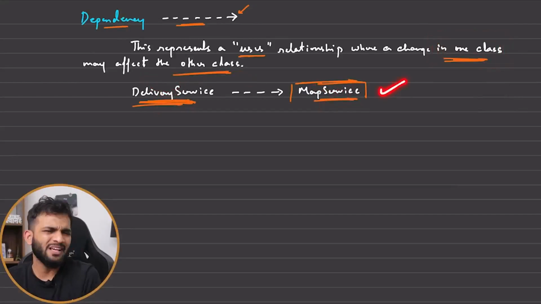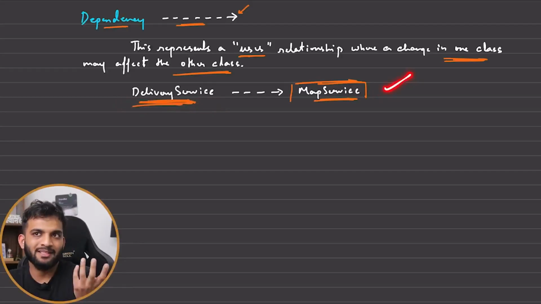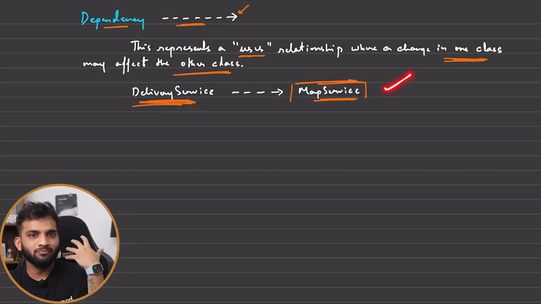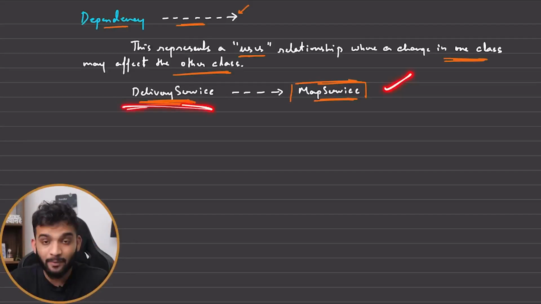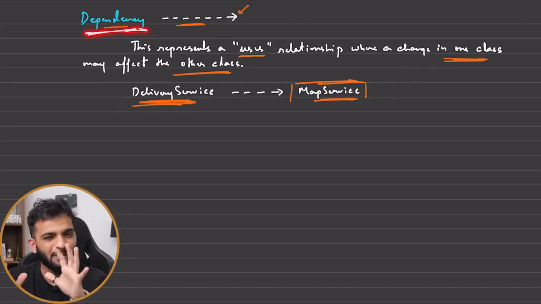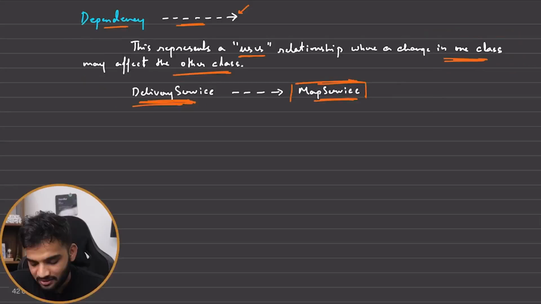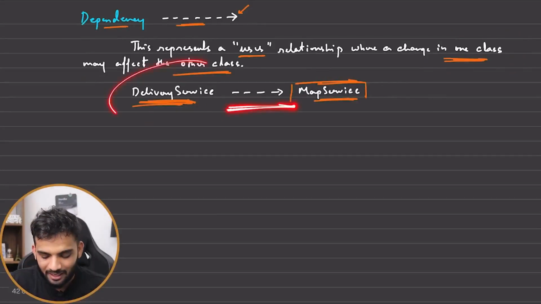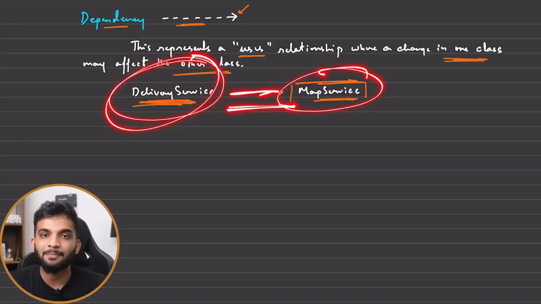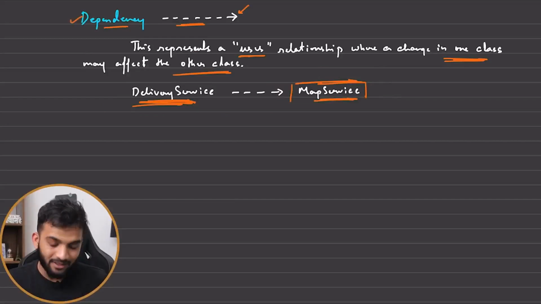If they increase the pricing, let's say I'm probably going to increase the pricing on my delivery service as well. If they update something, let's say they add more pin codes, maybe I can add them into my delivery service as well. So similarly, you understand the dependency idea. Whenever a change in one class affects the other class, this is how you will represent it. The delivery service depends on the map service, so the arrow goes towards the map service, but it's a dotted line, right? Perfect. So that was about dependency.